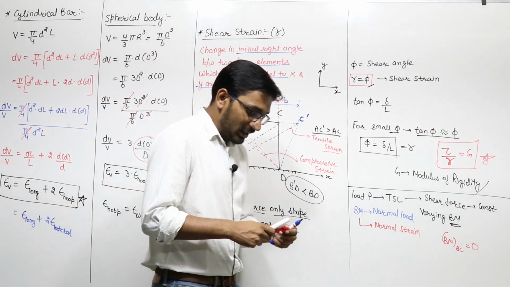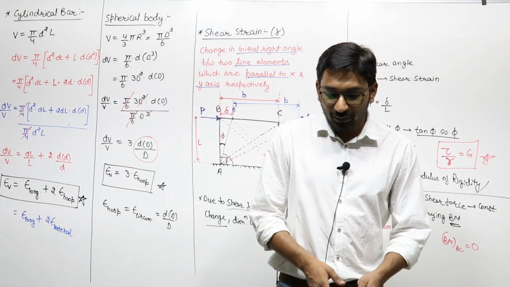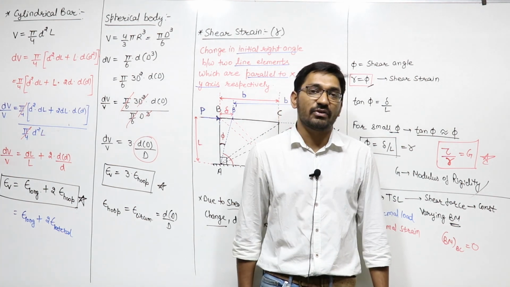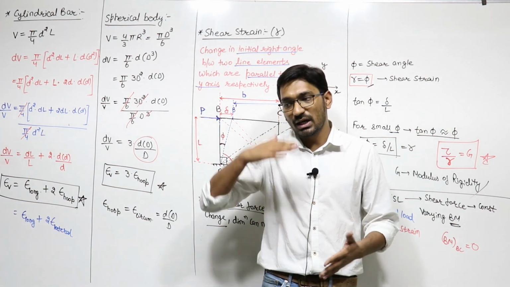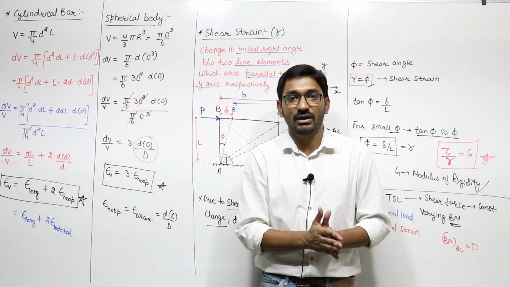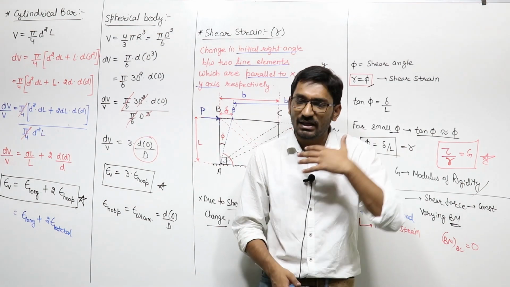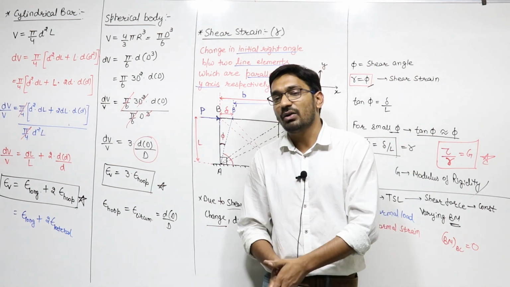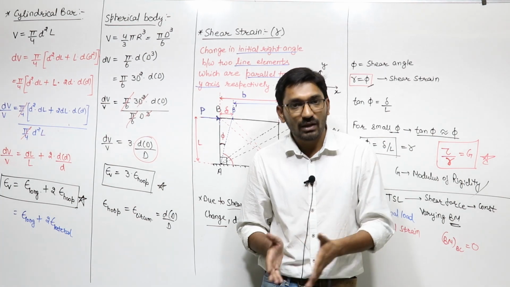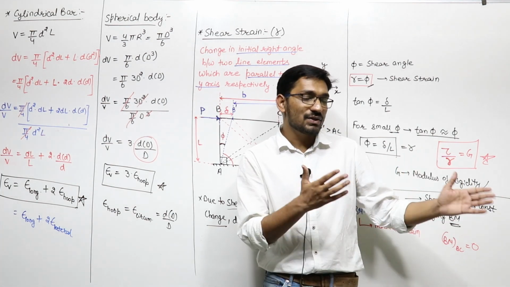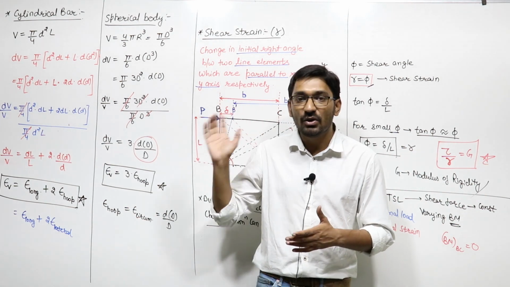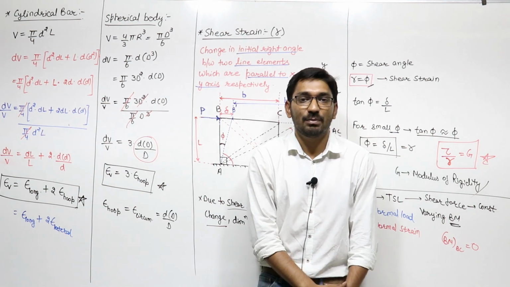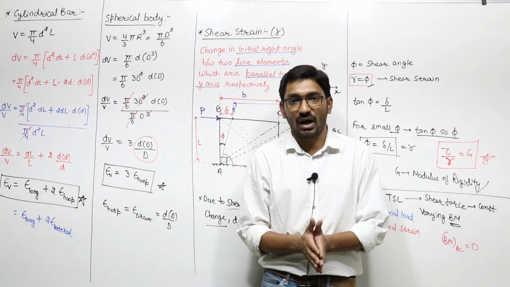Just remember one thing: if any body is subjected to shear force, it doesn't mean that there is no normal strain acting on that body. Only on the cross section is normal strain not there, but on any other oblique plane passing through it, there will be both normal strain and shear strain. And we will calculate this in our combined stresses and strains, how to calculate the value of stress and strain on any oblique plane passing through a point which is at an angle theta. We will discuss it.